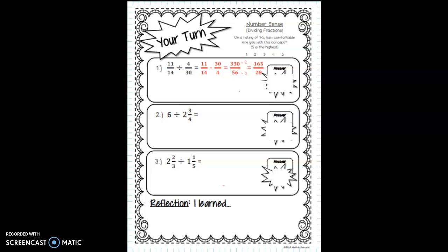We need to divide 28 into 165. It goes in 5 times with 25 left over. Our answer is 5 and 25/28.